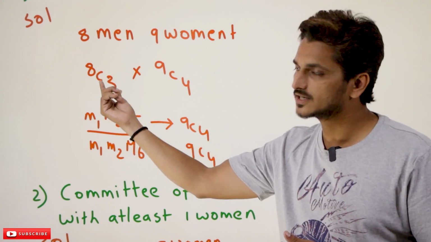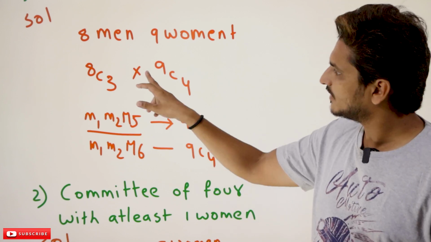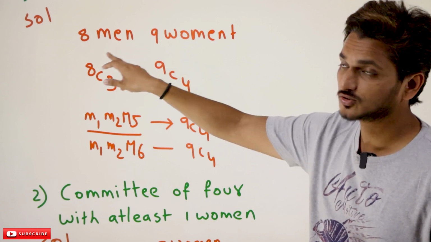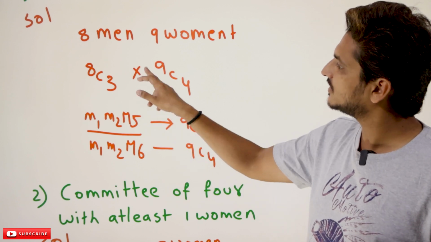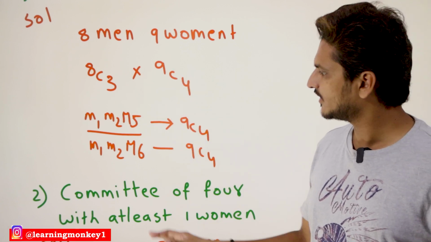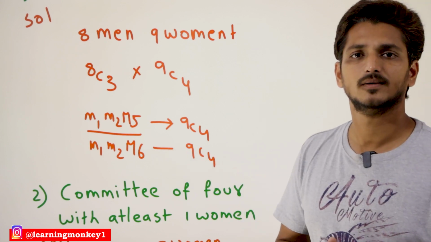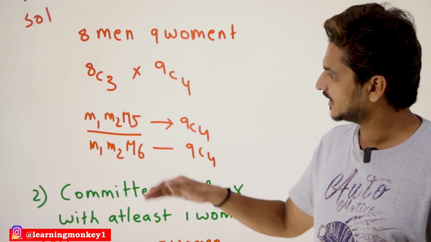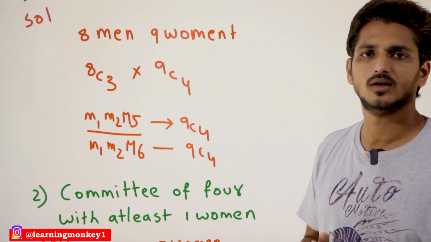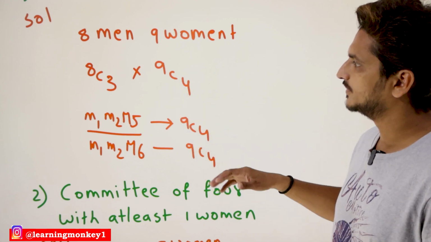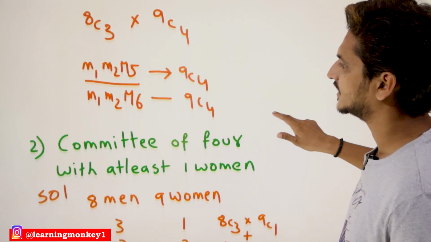With each men selection, you can have 9C4 women selections. That's why multiplication. So our total selections, the different ways you are going to select 3 men and 4 women, are 8C3 multiplied by 9C4. The same way, with M1, M2, M6, you can have 9C4 combinations of women. Like that, with each selection of 3 men, you have 9C4 combinations of women. Hope you understand why we are using multiplication here. If you understand that, it is very easy to solve these examples.